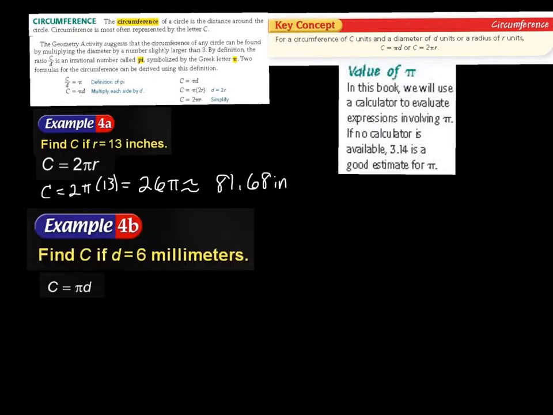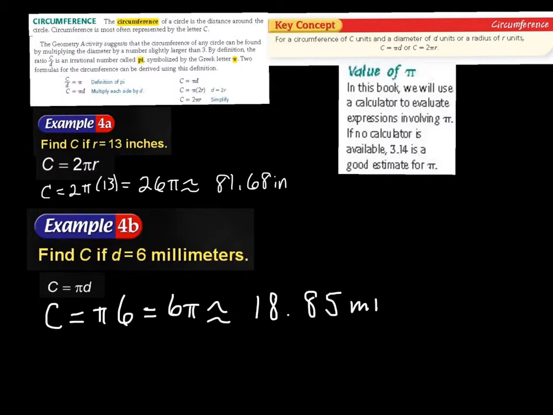If they give us diameter, it's actually a step easier because we don't even have to multiply by 2. C equals pi times 6, which would equal 6 pi exactly. Or if we round to the nearest hundredth, 18.85, and we were in millimeters this time.